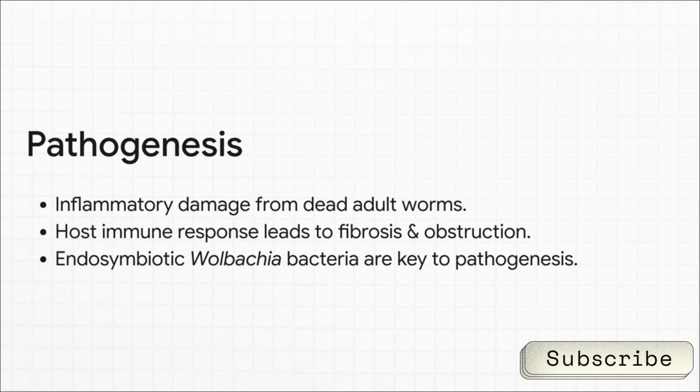Okay, now this is super important to understand. The real damage is not just the worm itself, but our body's reaction to it. The host's inflammatory response, especially to dead and decaying adult worms, is what leads to all that scarring, that fibrosis, and ultimately the blockage of the lymphatic vessels. And a huge part of this reaction involves a little bacterium called Wolbachia. These bacteria actually live inside the worm, and when the worm dies, they get released and trigger this massive inflammatory cascade, making everything so much worse. This is a really key modern concept.